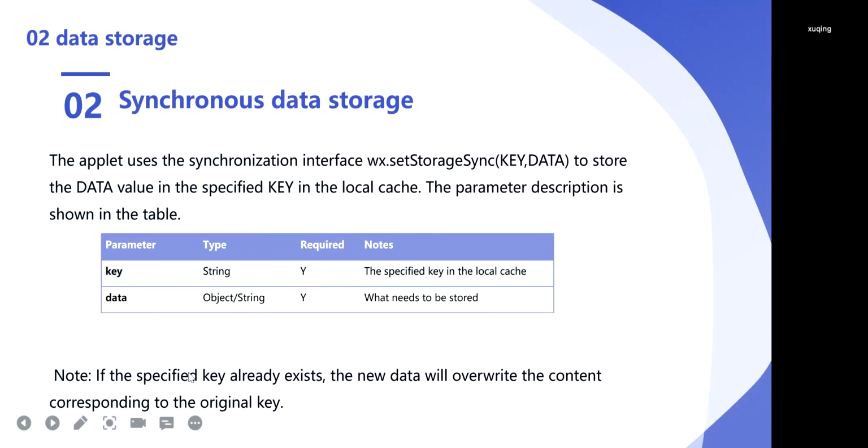Pay attention that if the specified key already exists, the new data will overwrite the content corresponding to the original key. And you see this key and data: for key, it's a string type. For data, it's either a string or an object type. And the key is the specified key in the local cache. Data is what needs to be stored. Here is the parameter description.